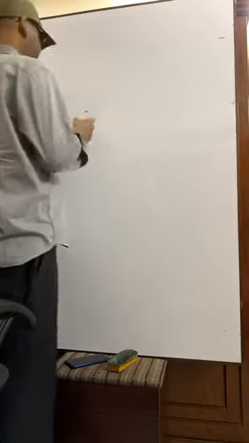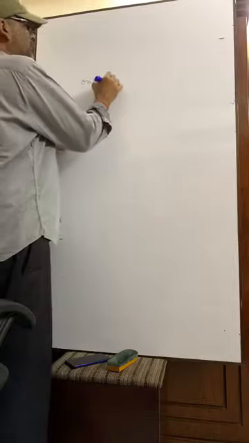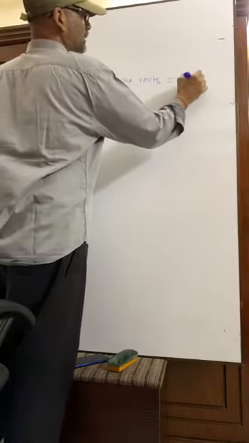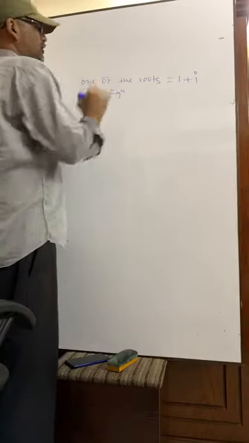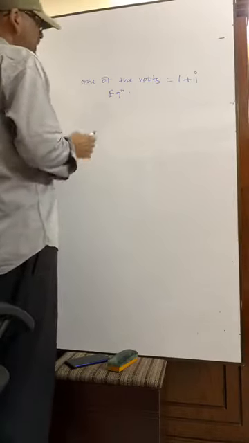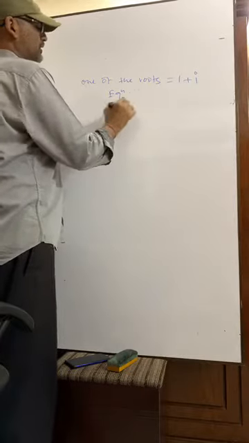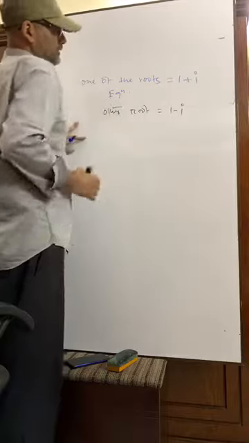Suppose one of the roots is equal to 1 plus i. So what will be the quadratic equation? If one of the roots is 1 plus i, then the other root will be, and you know it, 1 minus i.